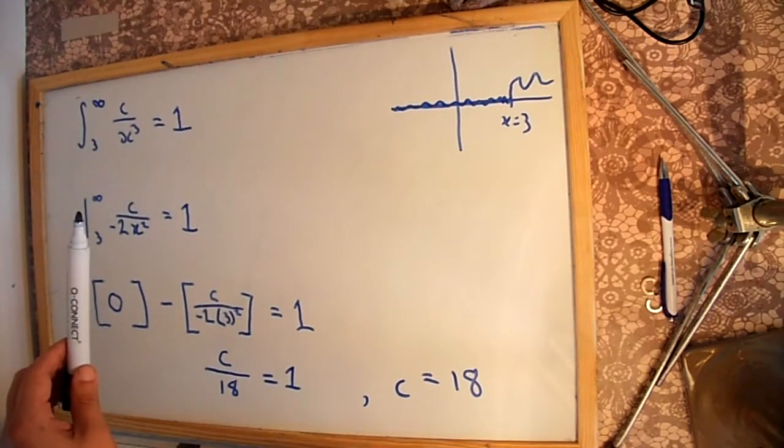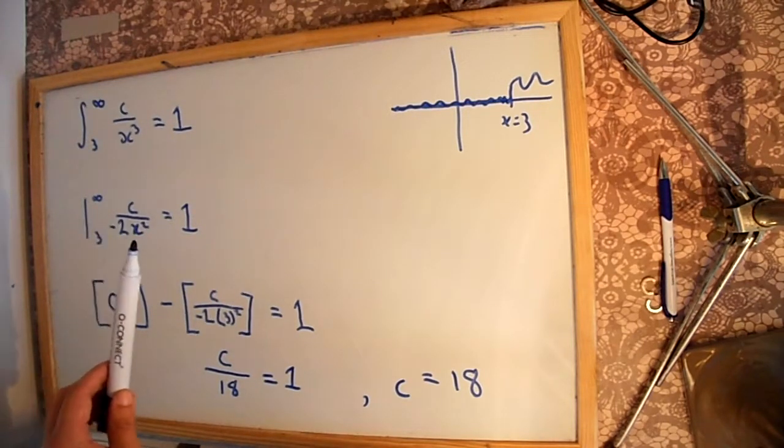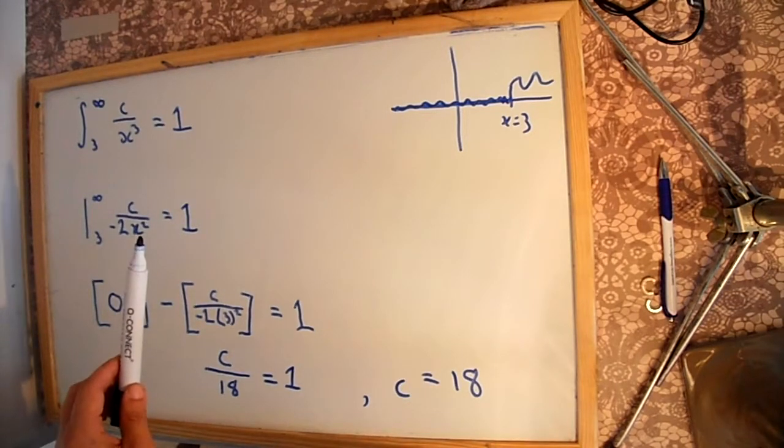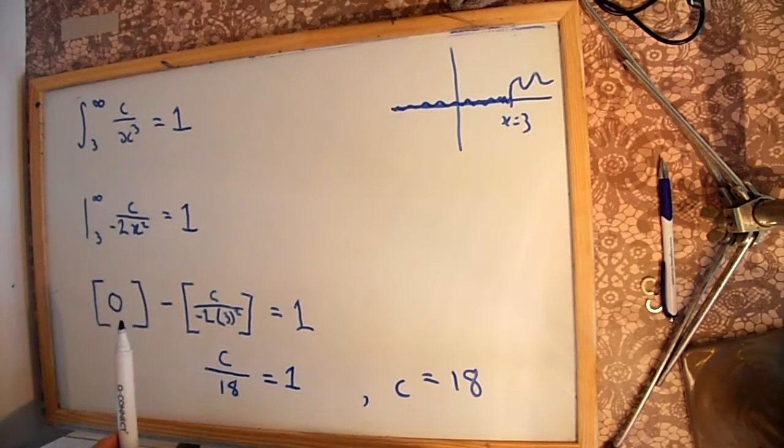So infinity, even if you just think about it, if you put 10 into x here, you're going to get a small number. If you put 100 in, it's going to be even smaller. If you put 1,000 in, it's going to be even smaller. If you put infinity in, it's going to be basically equal to 0. So we're going to put in 0 for substituting infinity.